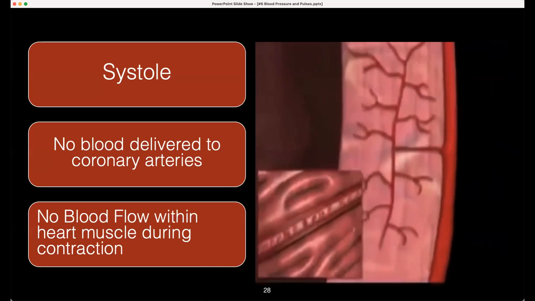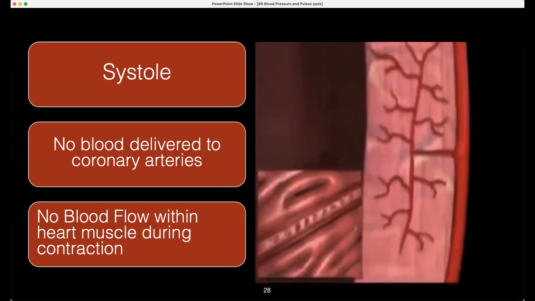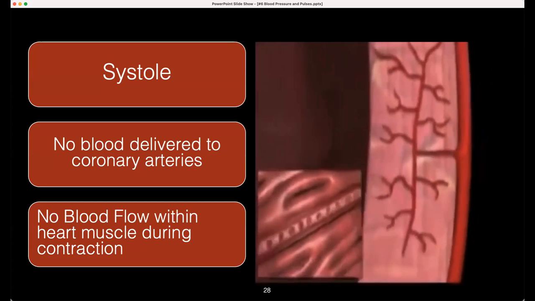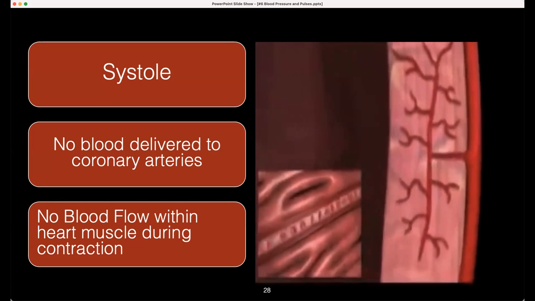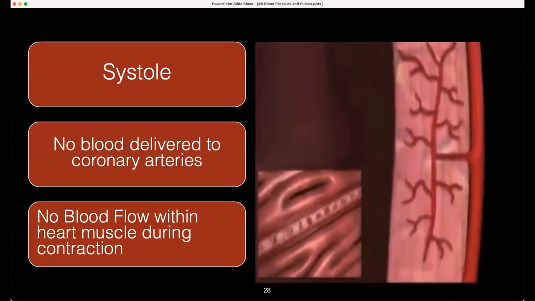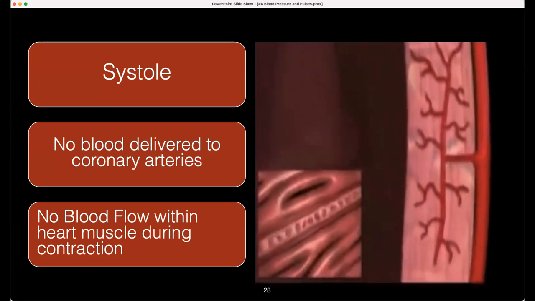But this is just a depiction of what happens during diastole and systole. So look at systole, when it's being squeezed down. It shuts down the coronary blood flow. Not only are coronaries not being filled, but the delivery to the myocardium is reduced.